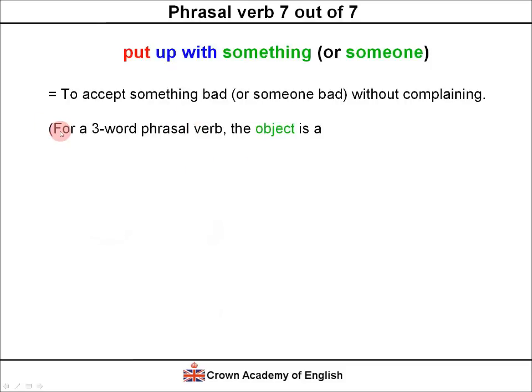And for a 3-word phrasal verb, the object is always after the particle. So notice that this is a special case. This phrasal verb has 3 words. We have the verb and there are 2 particles. So when there are 3 words, then the object is always after the 2 particles. This is the only order that we can have.